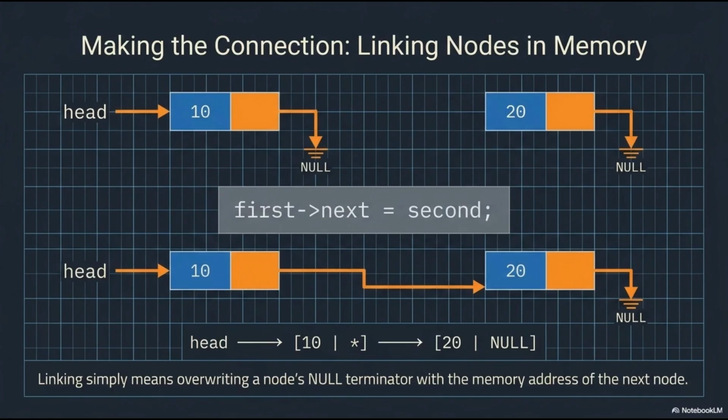And this right here brilliantly illustrates the exact moment 2 separate nodes become a linked list. We start with a first node pointing to null and a second node pointing to null. The real magic happens with just one line of code. first.next equals second. You can visually see how this completely overwrites the first node's null terminator, replacing it with the memory address of the second node. Boom! The physical connection in memory is established. We've officially built a bridge.